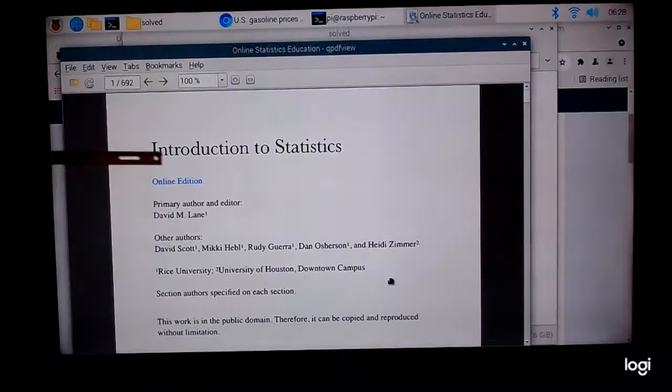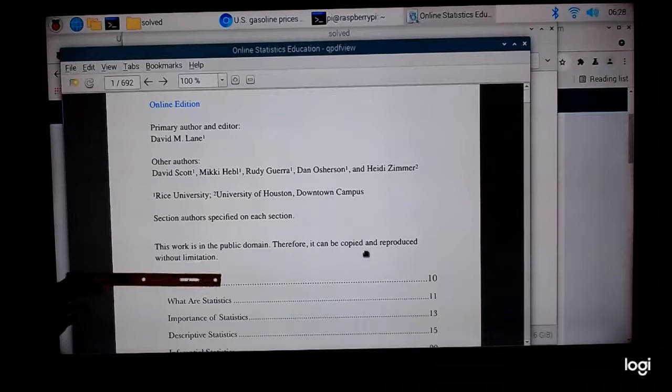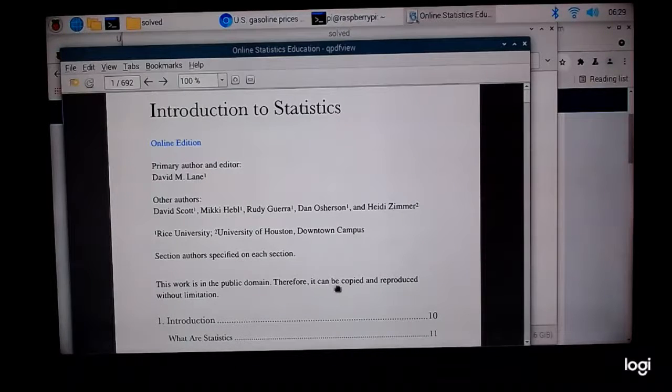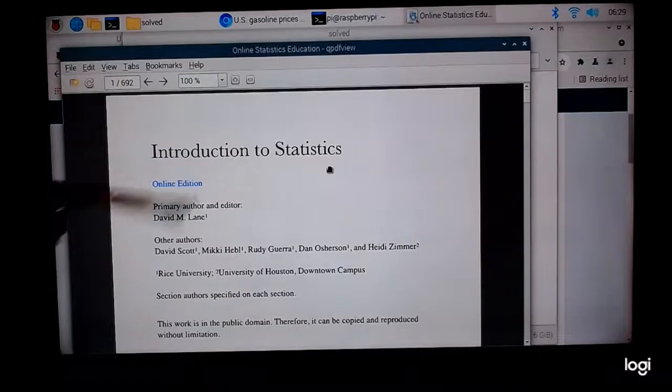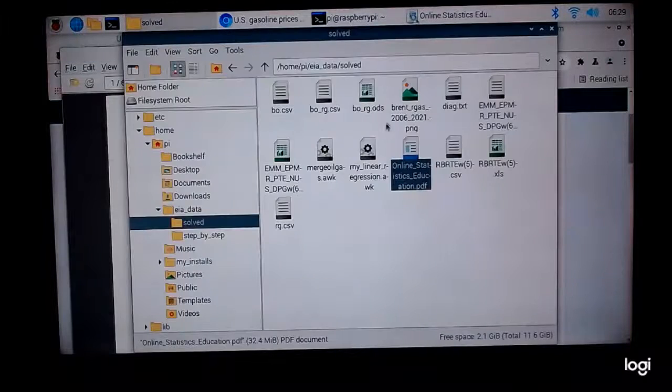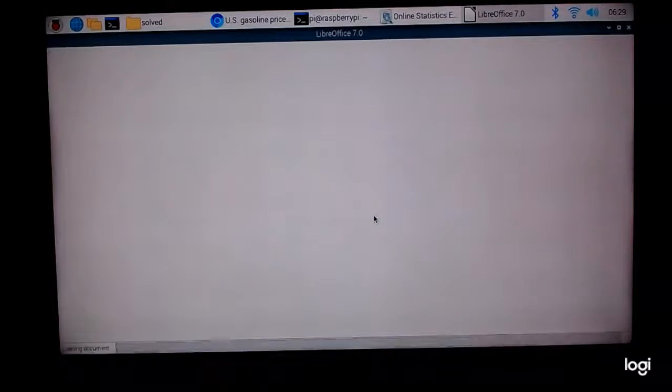This is the reference that I was using, Introduction to Statistics, David Lane. He released his statistics textbook into the public domain, so we can use that without limitation. That's a good introduction to statistics. So let me show you what I've got here. This is my spreadsheet that I've already got everything solved.